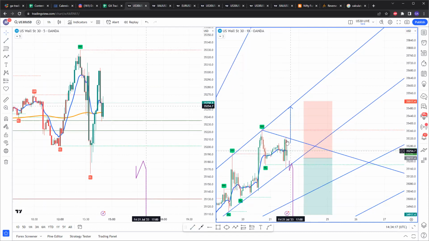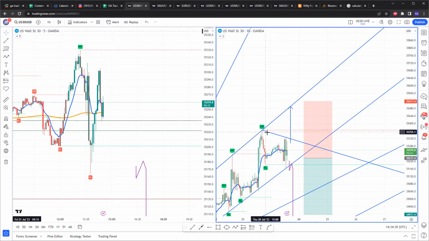So for me, I would expect in future this to be a lower high. If this is to be a lower high in future, I don't want to see price closing above this trend line. But if price closes above this hanging trend line, I will go ahead and delete it. Those are the only trend lines I delete.